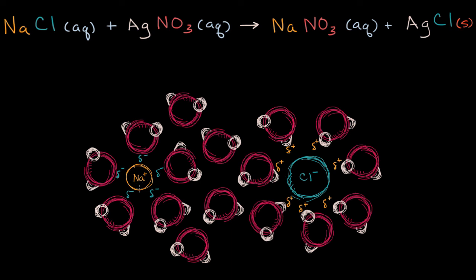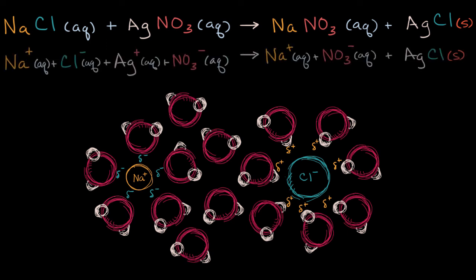Now, in order to appreciate this, and write an equation that better conveys the dissociation of the ions, we could instead write the equation like this. This makes it a little bit clearer that the sodium and the chloride aren't necessarily going to be together anymore. The sodium is going to dissolve in the water, like we have here. The chloride is going to dissolve in the water. The silver ions are going to dissolve in the water, and so are the nitrate ions.